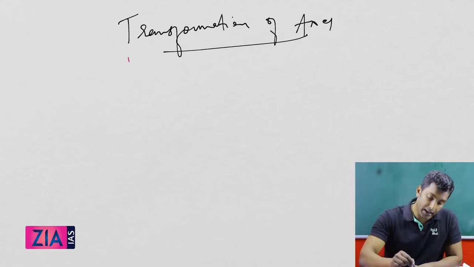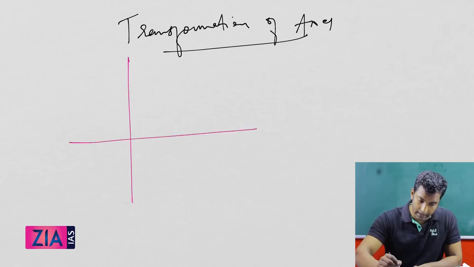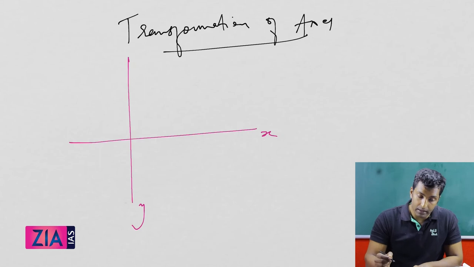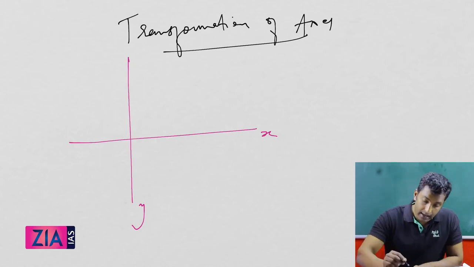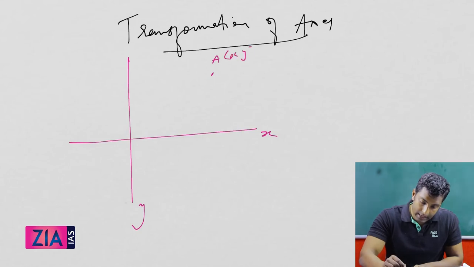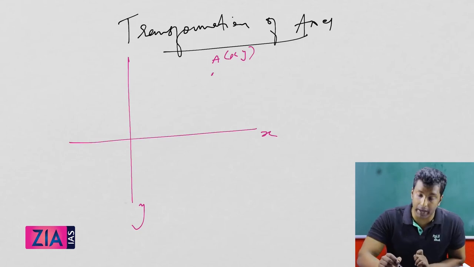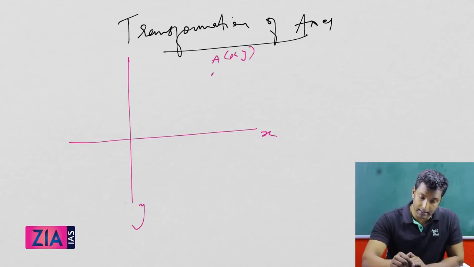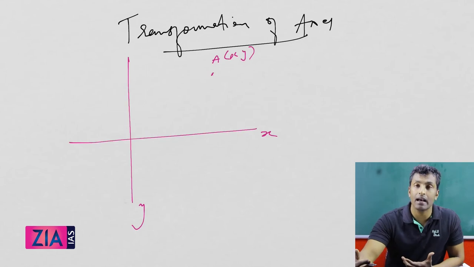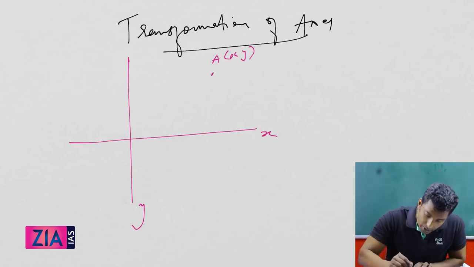See, let's take a Euclidean plane. This is your x and this is your y. So the xy axes. Let me take a point somewhere here. So this is my point A, x comma y, or I can write it as x1, y1. Now what I'm going to do is change the axis. That means I'm actually shifting the origin. Here my origin is 0, 0, right?